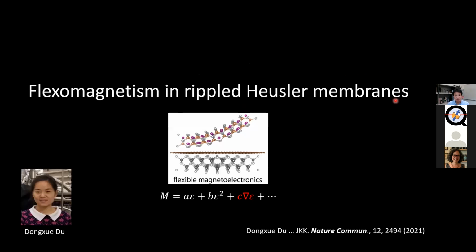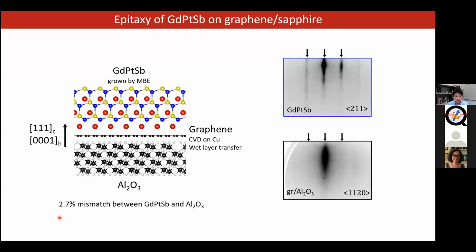Okay, so first off, I'll tell you about this flexomagnetism in rippled Heusler membranes. This is all work that's driven by my very talented student, Dongshui Du, who's about to graduate this spring. Okay, so the basic concept that we're going to employ is based upon this remote epitaxy idea.